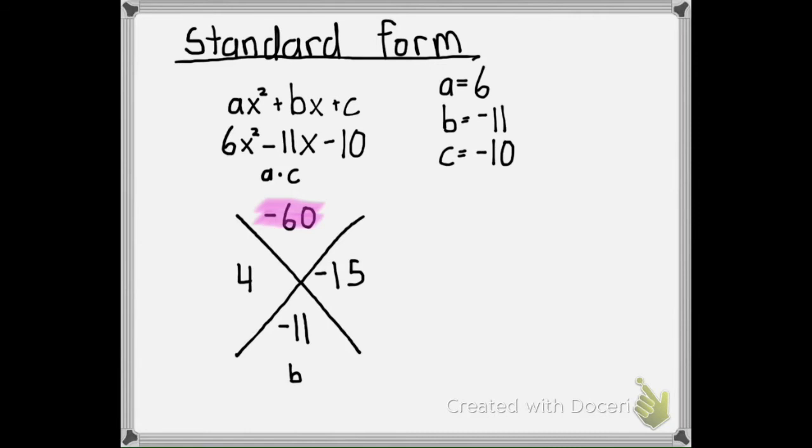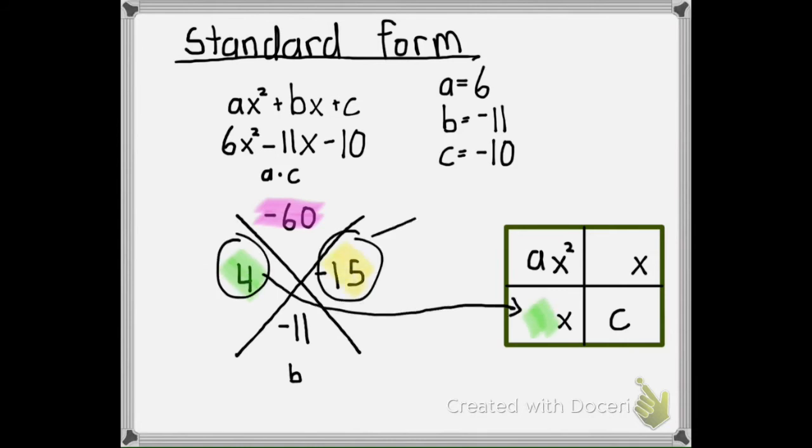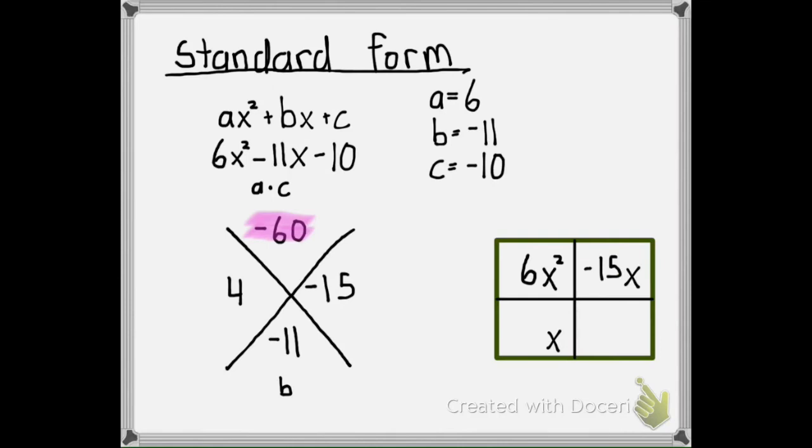The next step is to create the factor box. And in the top left-hand side, we put x squared, then we put x, and then c. In this corner, we'll put the 4, and over in this corner, we'll put negative 15. Now let's replace a and c with our values from our quadratic. So a is equal to 6. We put our 4 and negative 15, and c is negative 10.